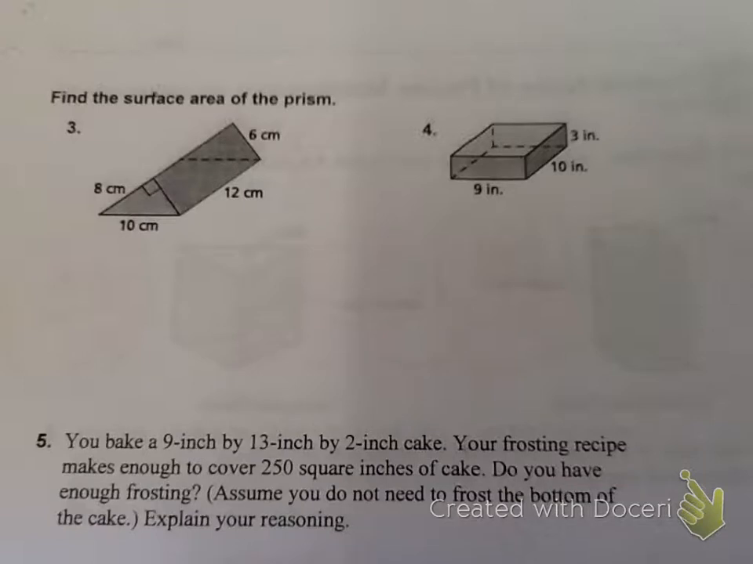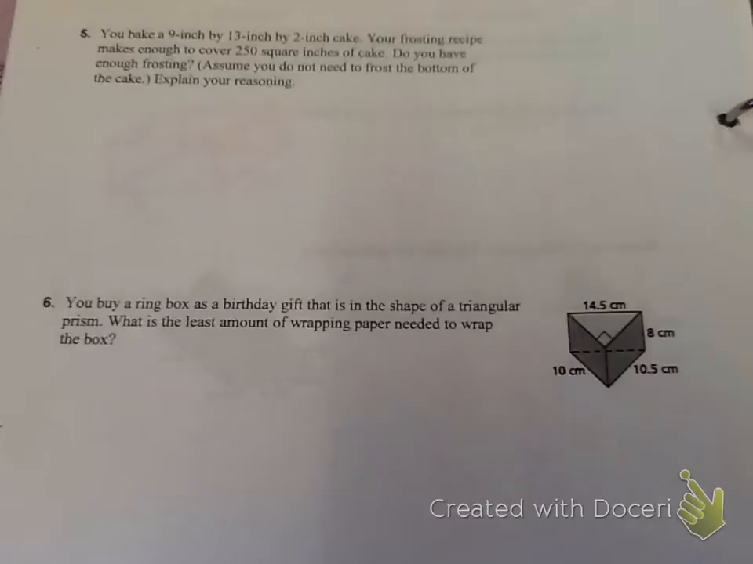Now it's your turn to try to find the surface area of 3 and 4. Your triangle here, let me just point out, the base and the height form a right angle to each other. So the base is 6 and the height is 8. So when you're finding the area of your triangles, you have to do 6 times 8 divided by 2. This 10 has nothing to do with the base or the height of the triangle. That trips a lot of people up. Try 3 and 4 for homework.